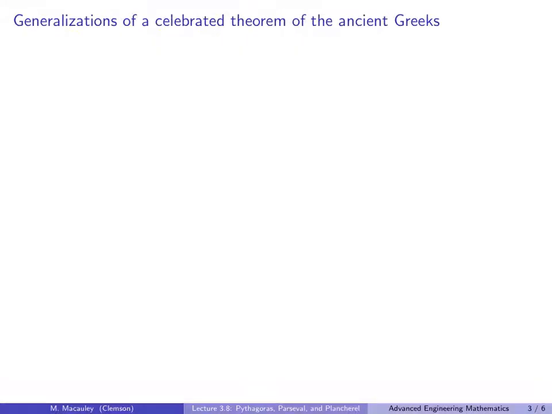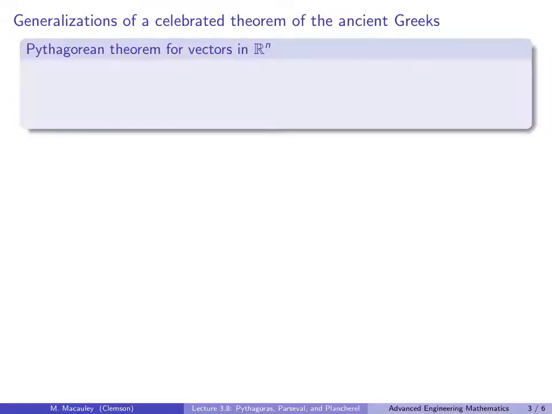At this point, I want to take you on a journey back to a celebrated theorem of the ancient Greeks. I was intending to leave this as a surprise for you, so you didn't know what was coming, but then I came up with the title of the 3 mathematicians, starting with a P, and I just couldn't resist. So you probably know where this is going, and of course that is the Pythagorean theorem for vectors in Rn.